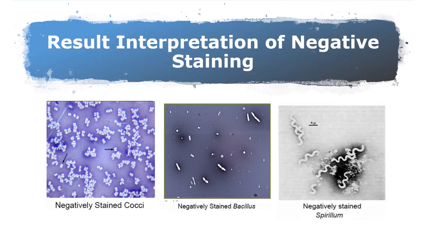Here we can see the results or interpretation of negative staining. Here we are able to observe the shape and size of bacteria against a dark background. We can see the cocci, bacilli or spirillum shapes of bacteria by using the negative staining technique.